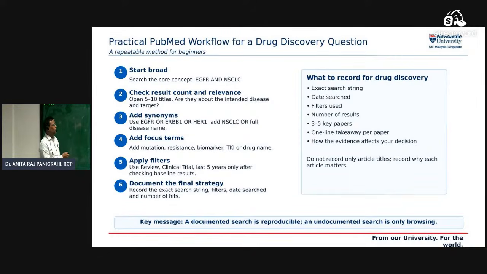Then what to record for drug discovery: exact search string, date searched, filters used, number of results, 3 to 5 key papers, one line takeaway per paper. This is very important. And here, this is where you can use artificial intelligence or generative AI. For me, usually I take any generative AI and upload this paper. Usually I will say, I don't like this paper, I thought there is some mistake. Can you find out a mistake in that?